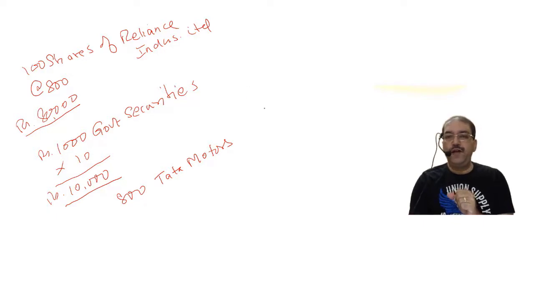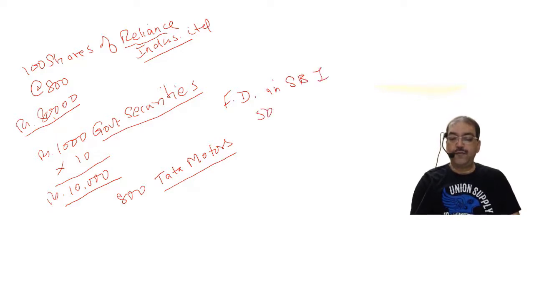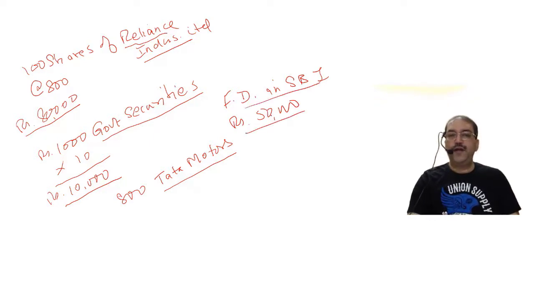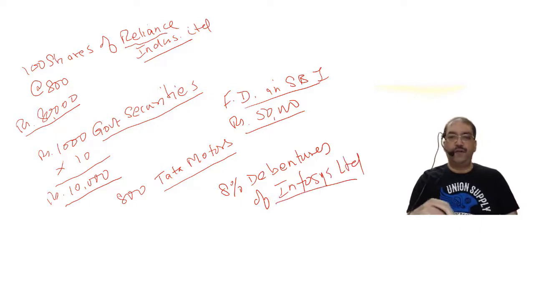So like this, I will be investing in different companies. So now I have got shares of Reliance Industries, I have got government securities, I have got shares of Tata Motors. I may take a fixed deposit in State Bank of India worth rupees 50,000. Okay, fixed deposit in State Bank of India. So different types of investments are there. I may invest in 8% debentures of, let us say, Infosys Limited. Like this, I'm having investments in different companies.